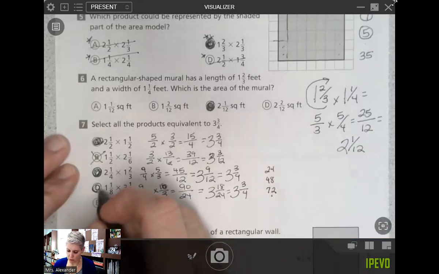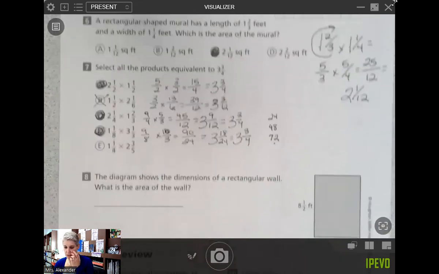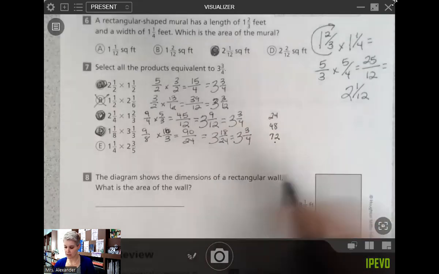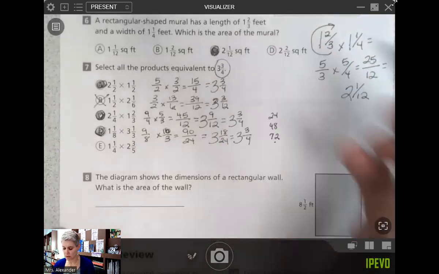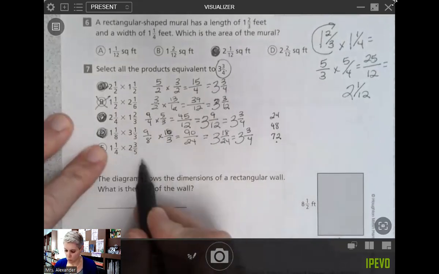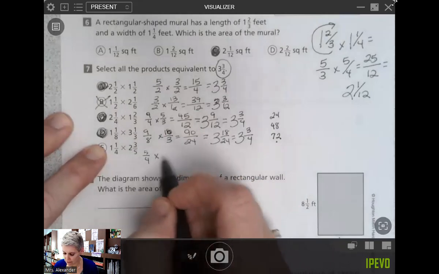Letter D. Oh, I hope those aren't tricking you. Make sure we're simplifying those, even though we don't always have to simplify our own answers. In this case, if we're trying to get to that 3 3/4, we want to make sure that we simplify if we can.